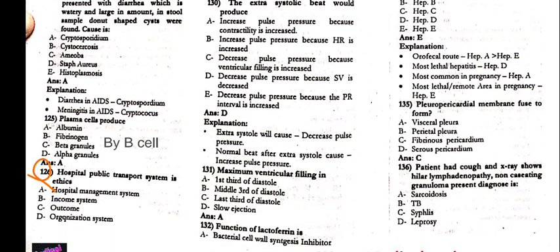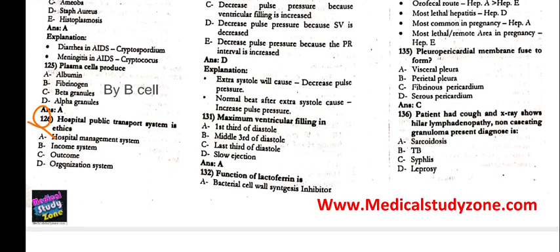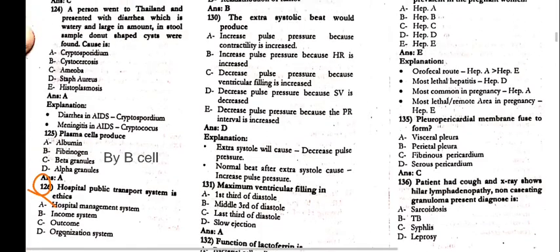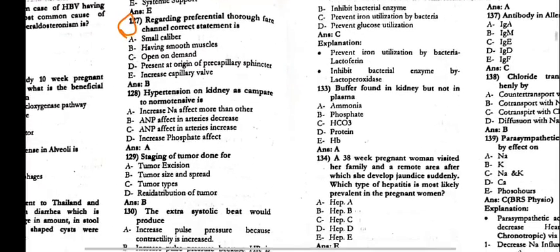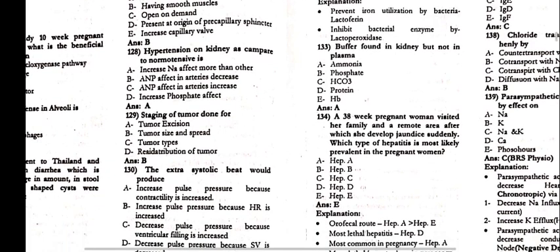Next, 125, the plasma cells produced by the beta cells. Okay, you have to rectify this one too. Next, 126, the hospital public transport system in the ethics is the systemic support system. 127, regarding preferential thoroughfare channels, correct statement is beta having smooth muscles. 128, the hypertension in the kidneys as compared to the normotensive is alpha, increased sodium effect more than the other.